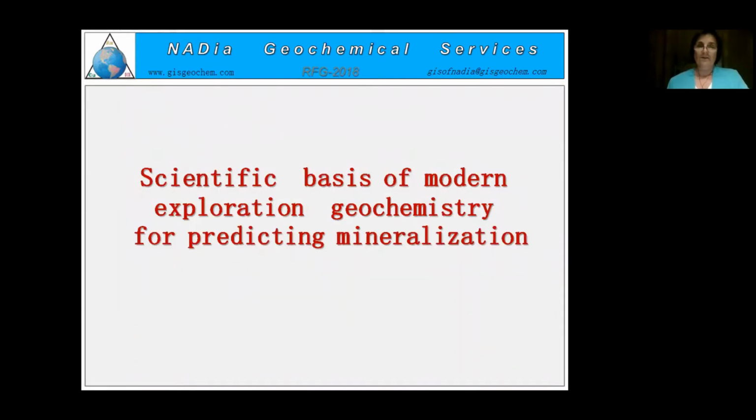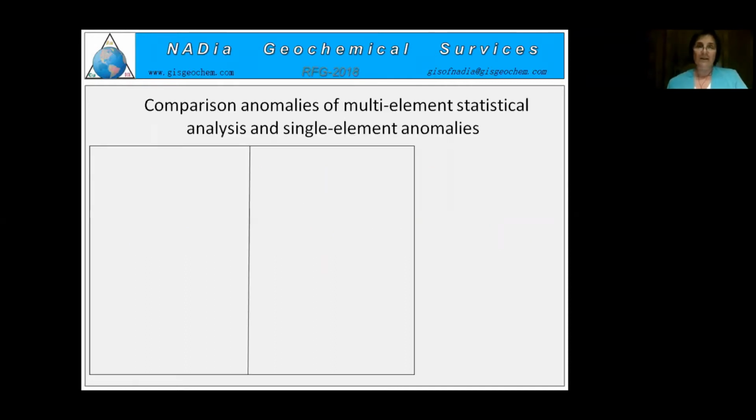The scientific basis of modern exploration geochemistry for predicting mineralization is based on contrasting between background and anomalous signal. Statistical techniques which define the signal from mineralization involve multi-element calculations, and this shows the better contrast in geochemical anomaly.